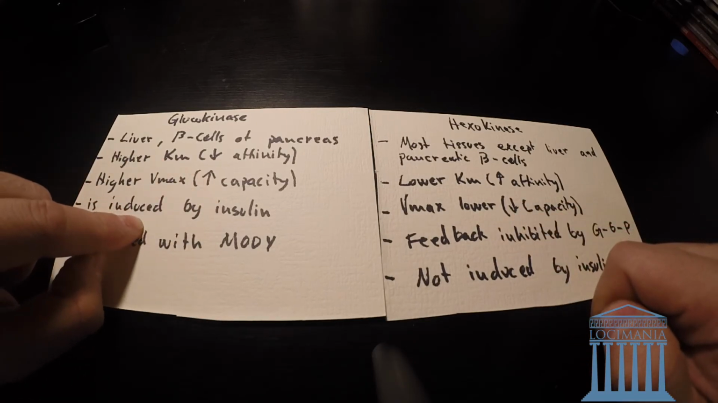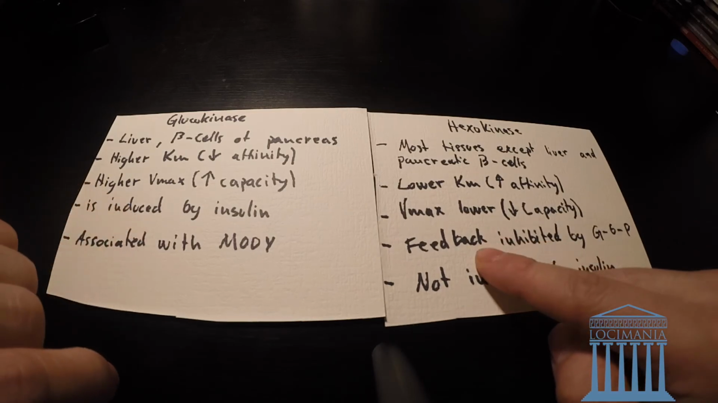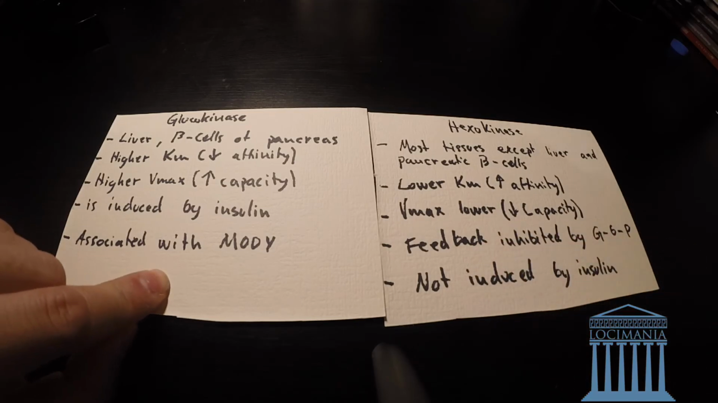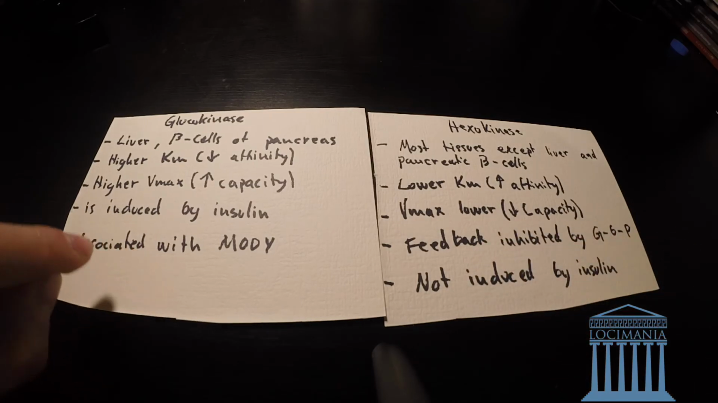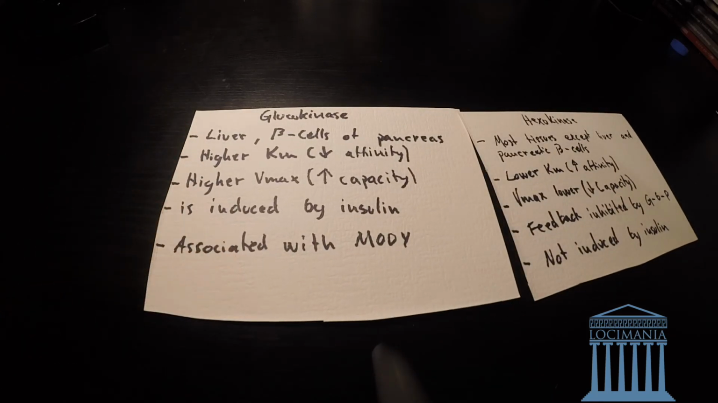It is induced by insulin. It is not induced by insulin. It is feedback inhibited by G6P, not feedback inhibited by G6P, and this is the only one that is associated with MODY, maturity onset of diabetes of the young.